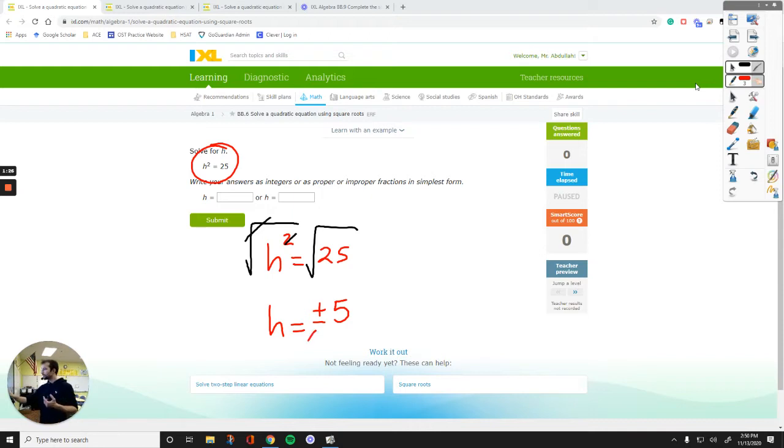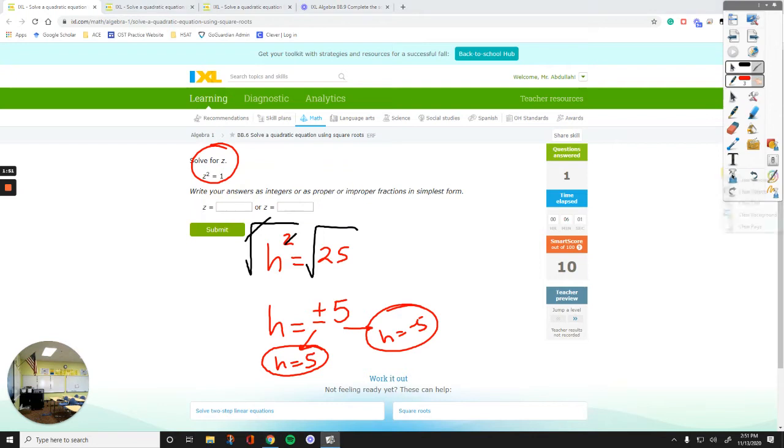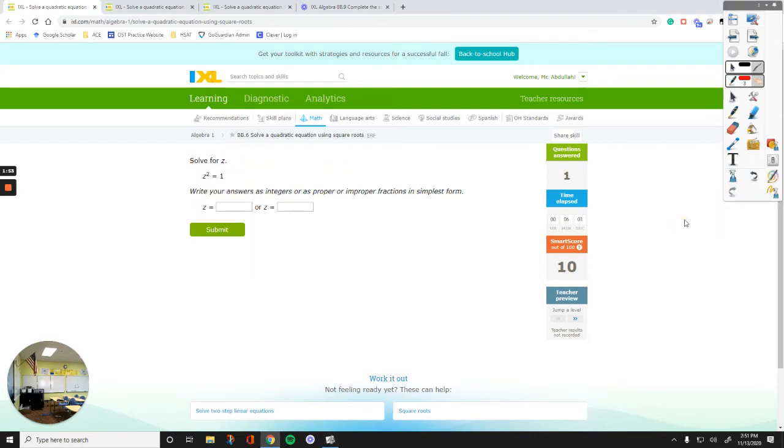What this means, one of the answers is going to be h equals 5. The other answer is going to be h equals negative 5. You don't know which one is going to be the exact answer. Both of them are going to work when we plug them in. So let me just put these answers in the boxes over here, 5 and negative 5. It didn't say put the smaller number first, so I just put them randomly.